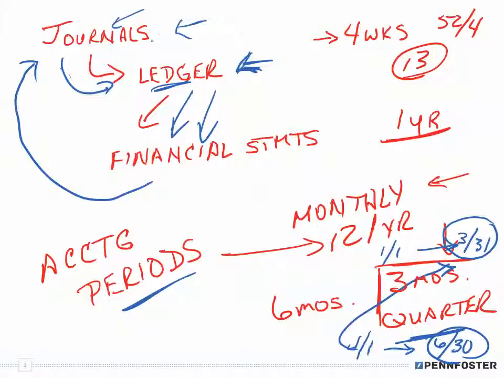I'm going to talk about more of the steps that are involved in going from the journals to the ledger and to the financial statements. But in order to be able to understand that, you really did need to know about the concept of accounting periods, and that's why I presented it. So look at the next framework, okay?